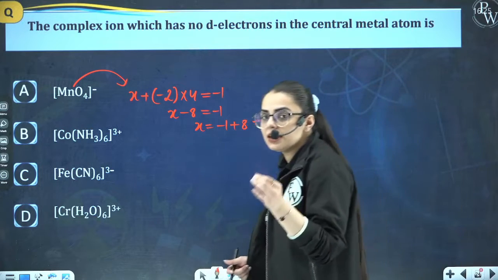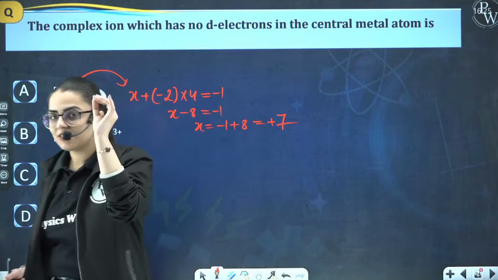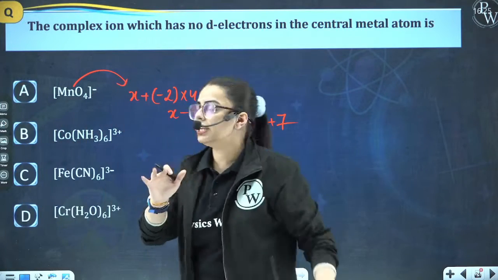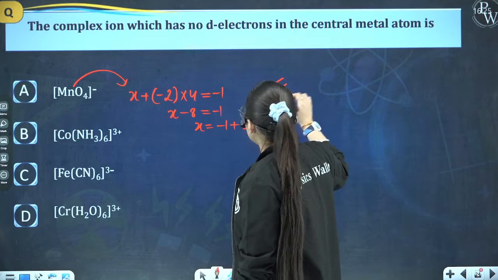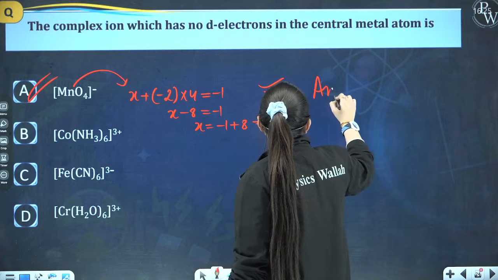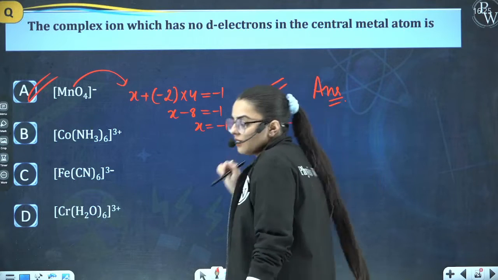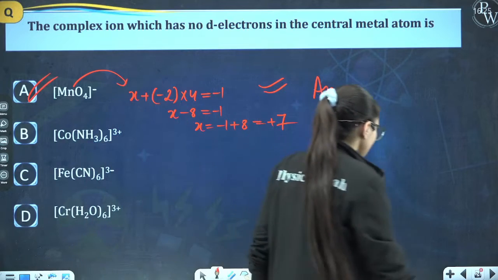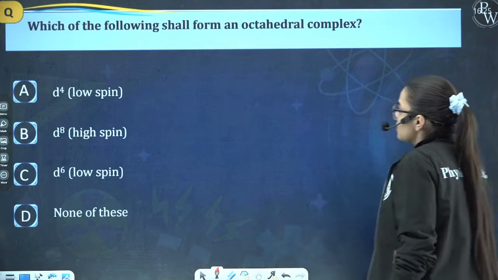And when you write its electronic configuration in the plus 7 oxidation state, there are no electrons in the d orbital. Hence there shall be no d-d transition. So option A shall be our correct answer. If there are no d electrons present, this is our correct answer, because Mn in plus 7 will have no electrons. Great. Let us see the next question that we have.